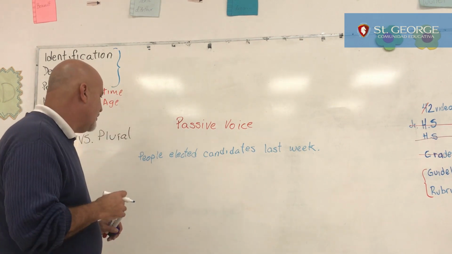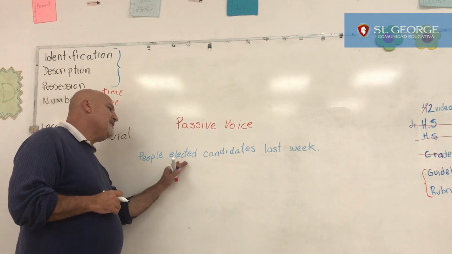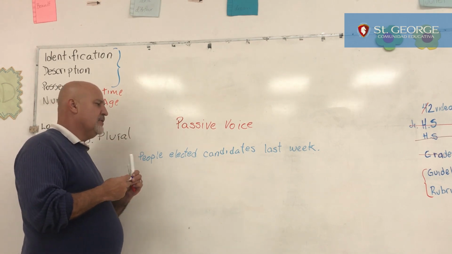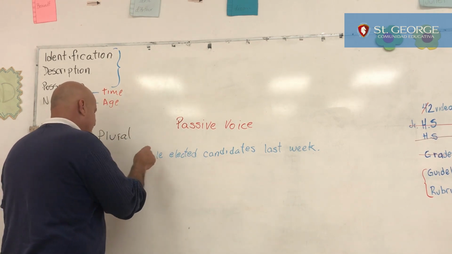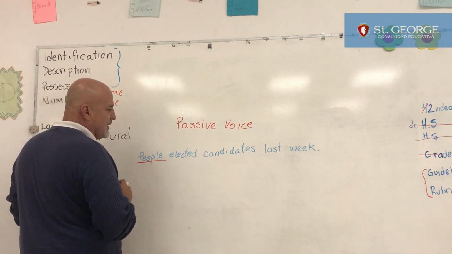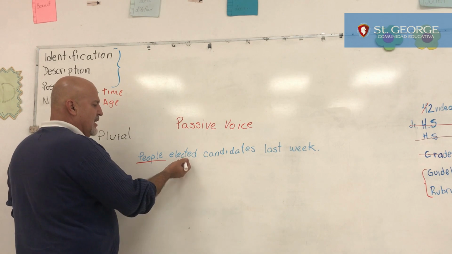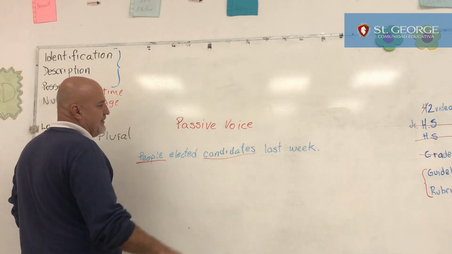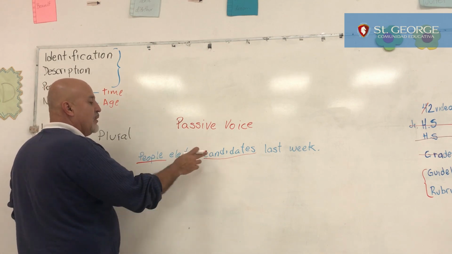Okay, one example. People elected candidates last week. Who's doing the action? The people, okay. This is my subject. And who is receiving the action? This is the verb, elect. The candidates are receiving the action. That's my object.